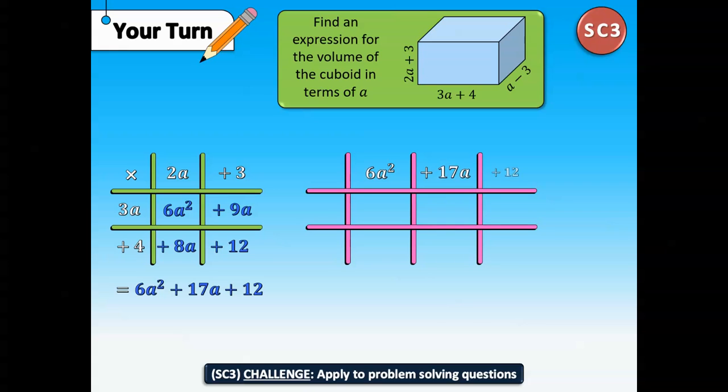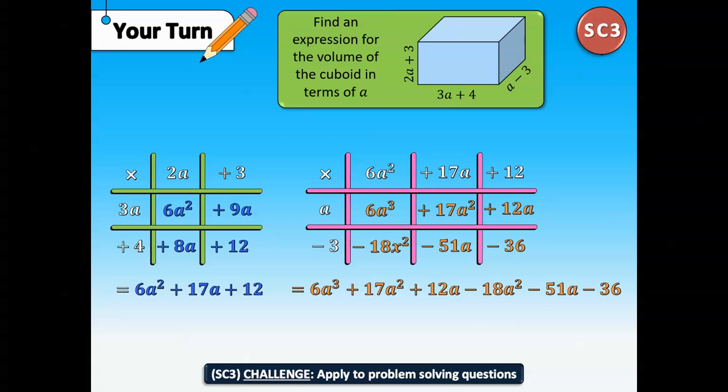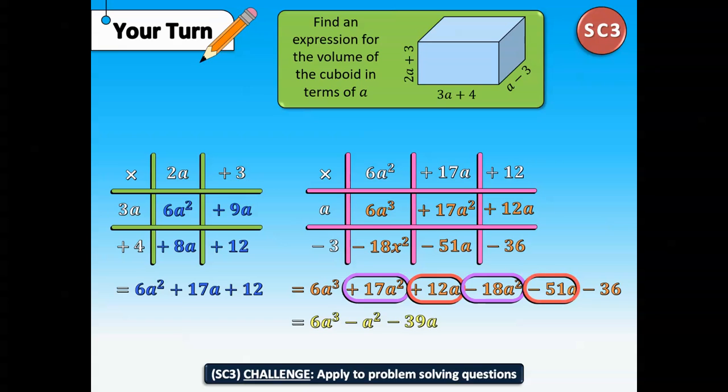And then we're going to times that by a minus 3. So that's 6a cubed, 17a squared minus 18a squared, which is minus 1a squared, 12a minus 51a, which is minus 39a, and then minus 36. So that's our final answer.